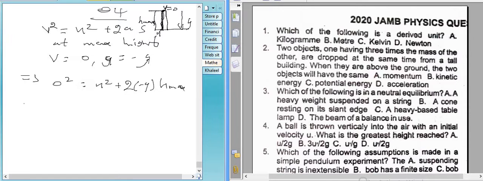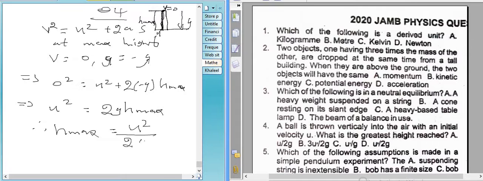By making it the subject of the formula, we find that u squared is equal to 2 g h max. To get h, we divide through by the coefficient of h. Therefore h max is equal to u squared all over 2g. Hence the correct option is D, that is u squared over 2g. So the correct option is D.